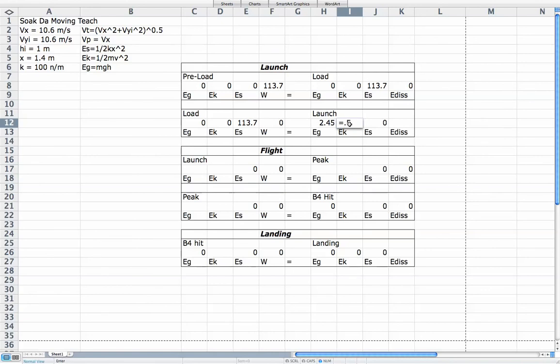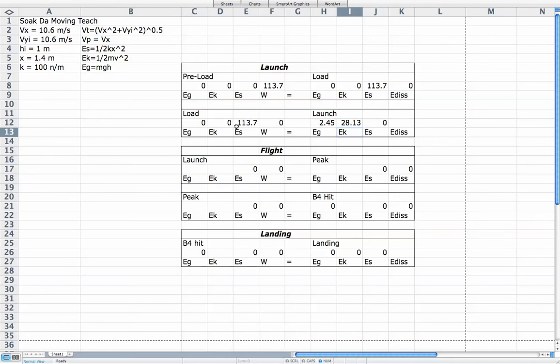And then EK is equal to 0.5, or 1/2, m, which is 0.25, and then times the square of the velocity. And I happen to know that if I use the Pythagorean theorem with 10.6 meters per second, I get 15 meters per second. But you would want to calculate that.